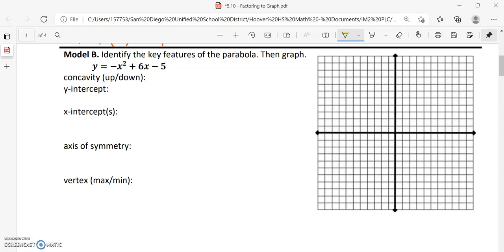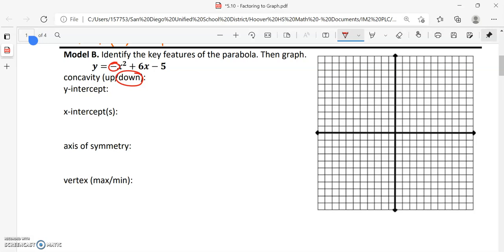5.10 model B. Same thing as the one above. The main difference here, not sure if you can notice it right away, but we are going down. Our concavity is going down this time. And the reason why that's a big deal is we want to pull that negative sign out. We want to factor it out.